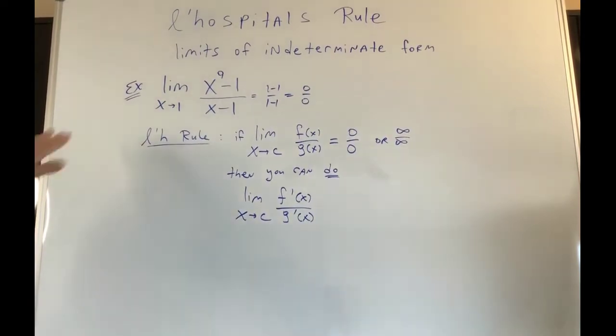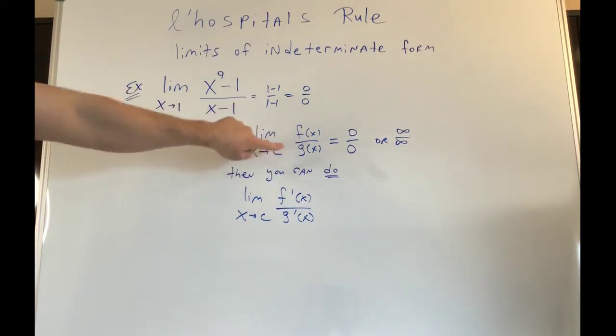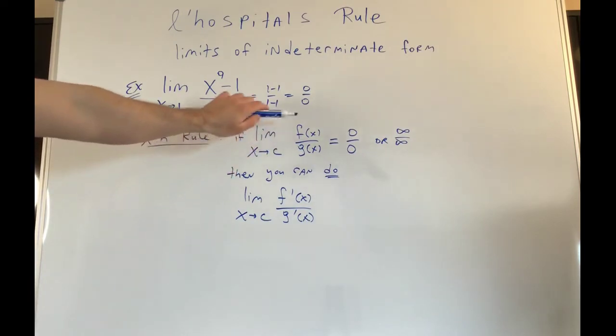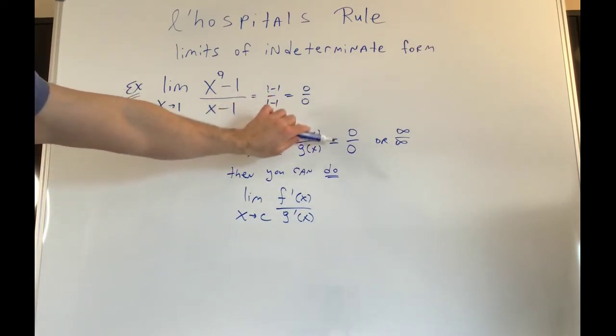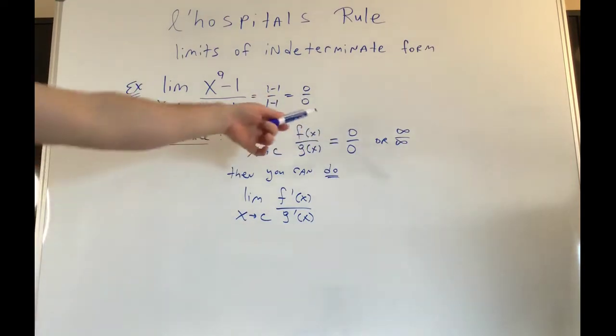So this is Low-Pee-Tahl's rule. I'm just going to write LH for abbreviation. So Low-Pee-Tahl, not La Hospital. You can call it whatever you want, though. I won't know. So if you have some limit here that's a fraction, remember, what's going to mess you up is you get zeros on the bottom. But it's very important to understand you get 0 over 0, not 1 over 0 or 0 over 1. Those are not indeterminate form. It has to be 0 over 0.